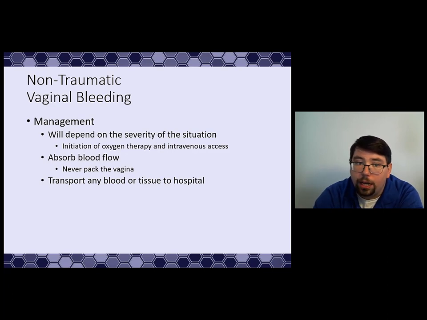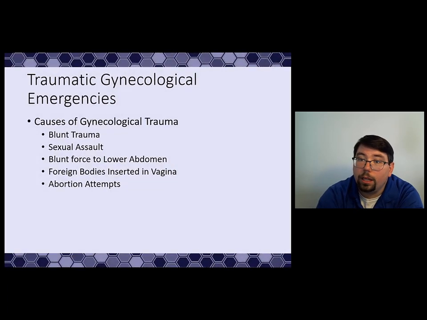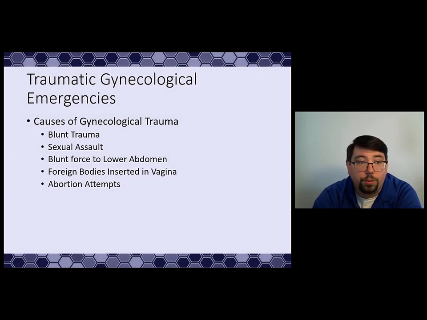Same thing, IV, O2, monitor. Go ahead, and if there's any bleeding, stack those sanitary pads, keep track of them, and then transport anything that's discharged, clots or tissue, blood with you to the hospital so that it can be examined upon arrival. Now, there are some traumatic issues as well, right? Blunt trauma, sexual assault, blunt force, lower abdominal trauma, foreign bodies that can be inserted into the vagina, or even some type of abortion attempt.